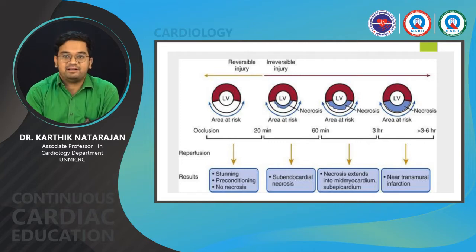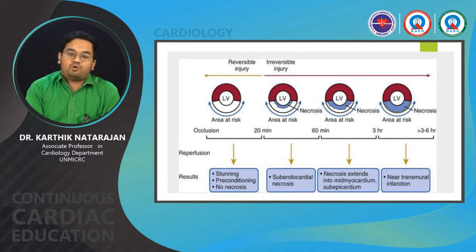But after 20 minutes to 60 minutes, there is subendocardial necrosis. 60 minutes to 3 hours, there is necrosis which extends into the mid myocardium and subepicardium. And from 3 to 6 hours, you have the completion of a transmural infarction. So ideally, after 6 hours, there is no point in opening up the vessel. So what actually protects the myocardium after 6 hours?